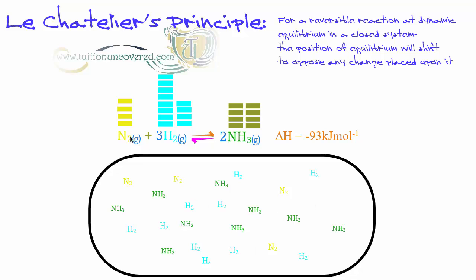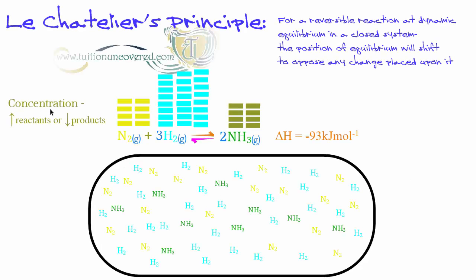So the number of nitrogens and hydrogens becoming ammonia is equal to the number of ammonias becoming nitrogens and hydrogens again. The rate of the forward reaction is equal to the rate of the reverse reaction. That's what I'm trying to say. So let's increase the concentration and see what happens.